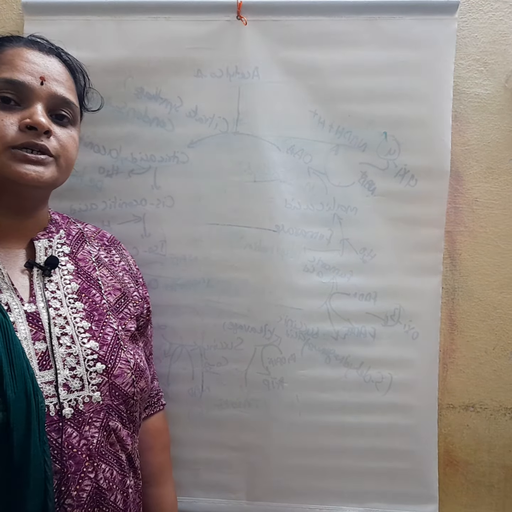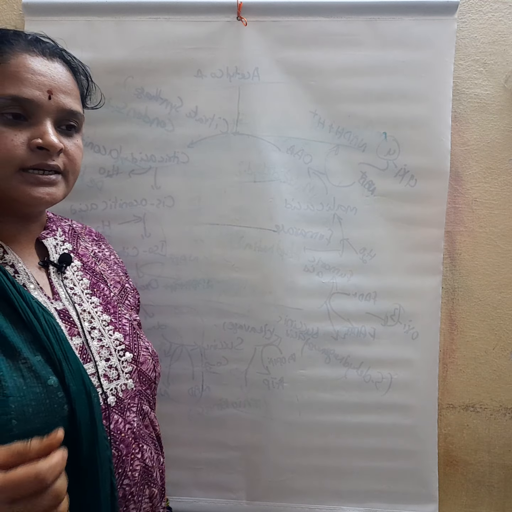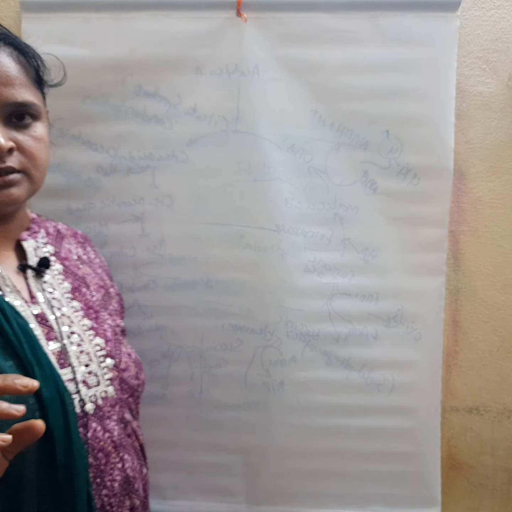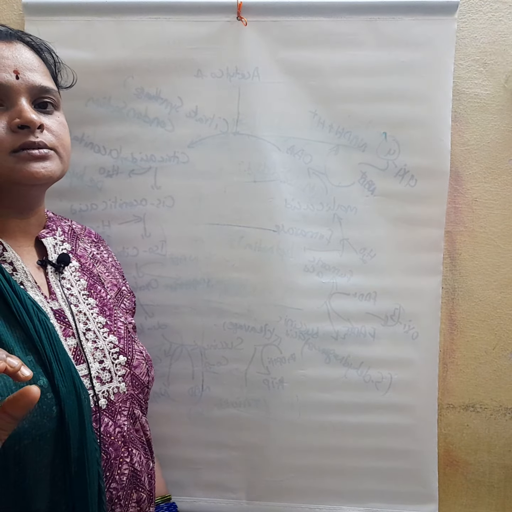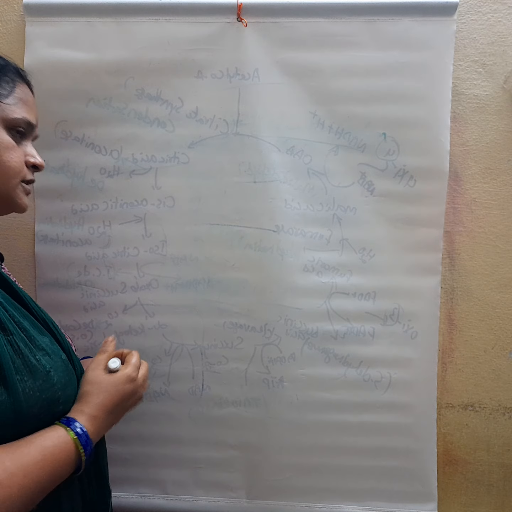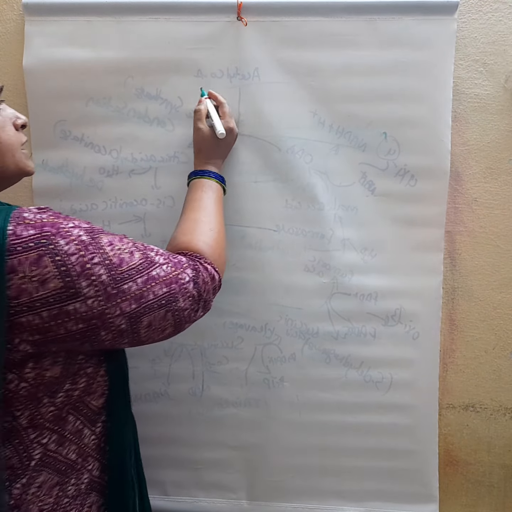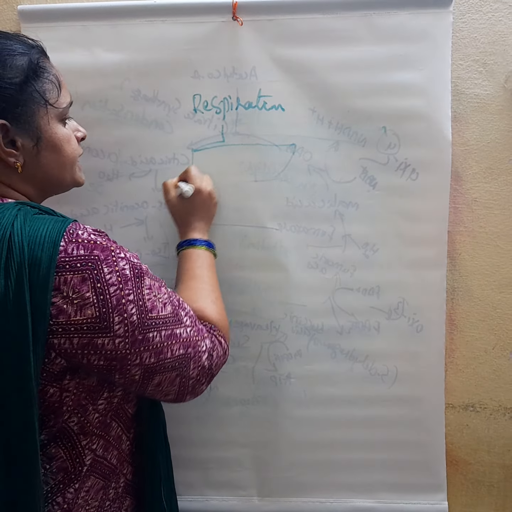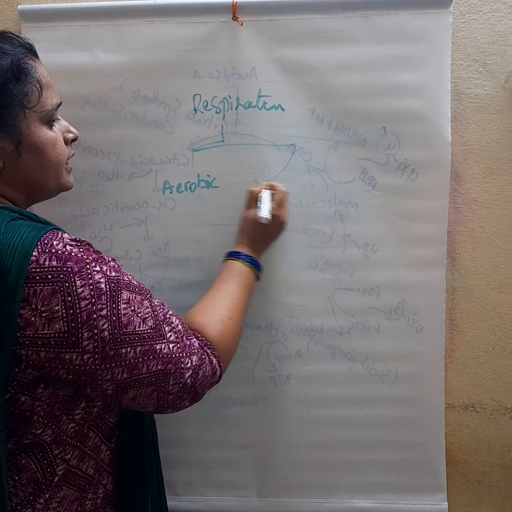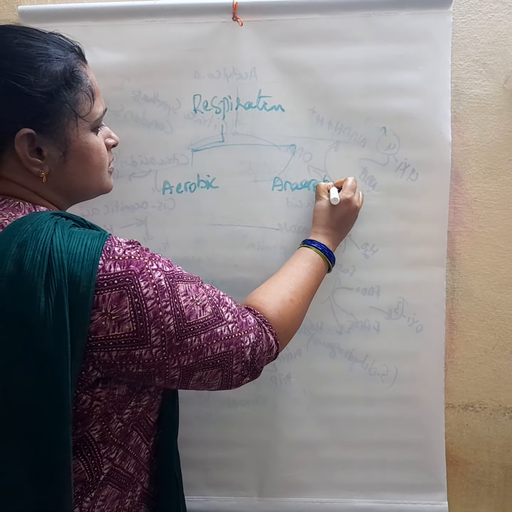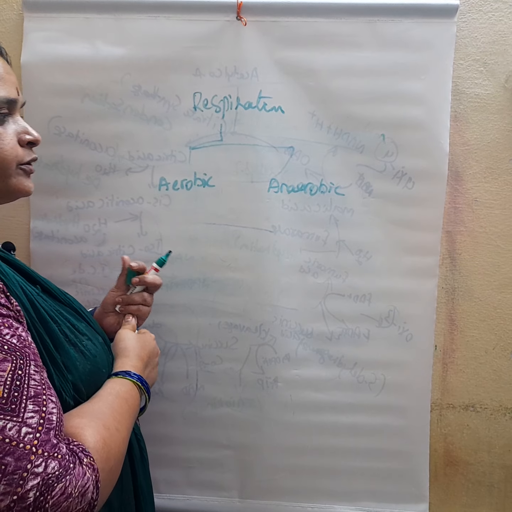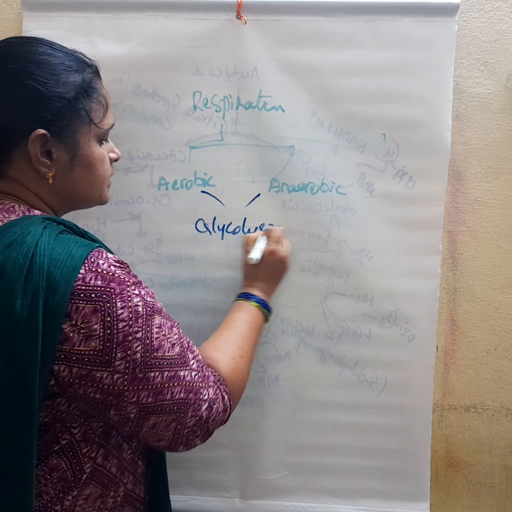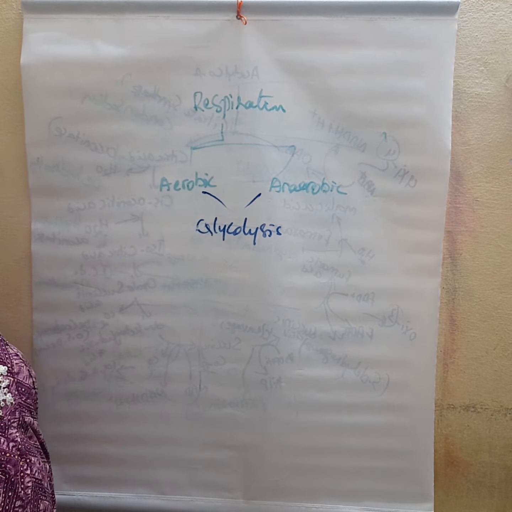Now I am going to discuss respiration. In the previous video, I discussed glycolysis. The remaining steps will be discussed now. Respiration may be of two types: aerobic respiration and anaerobic respiration. What is the common step for both? That is nothing but glycolysis. Glycolysis is the common step for both aerobic and anaerobic respiration.